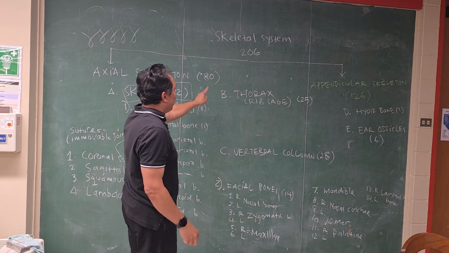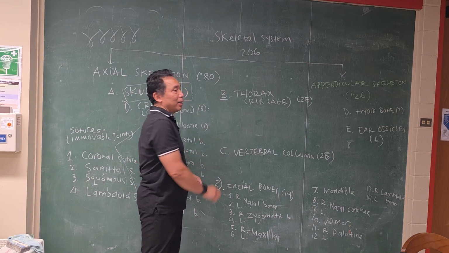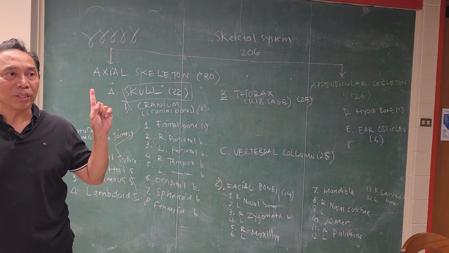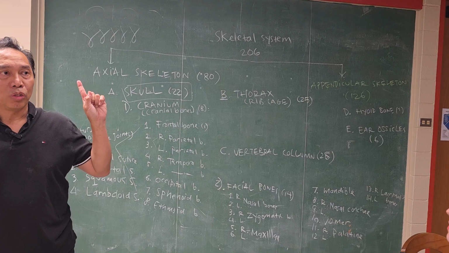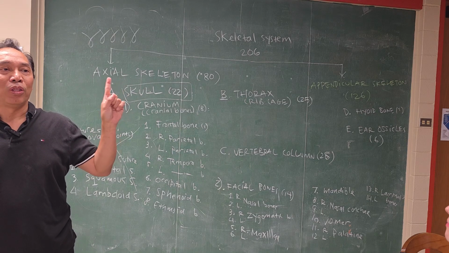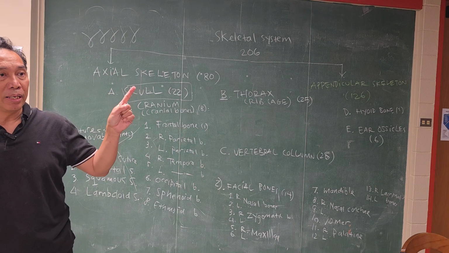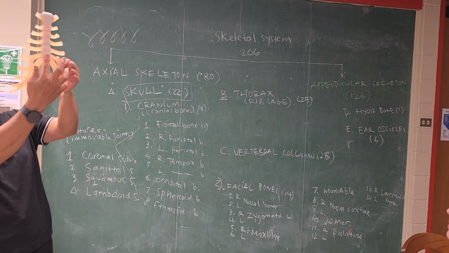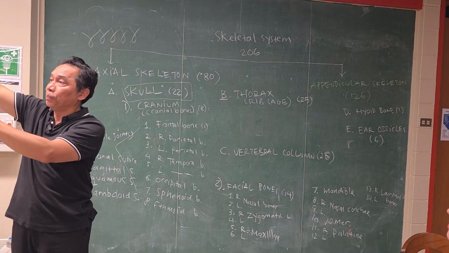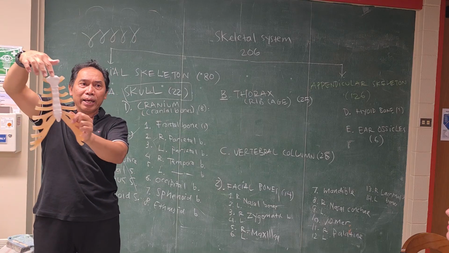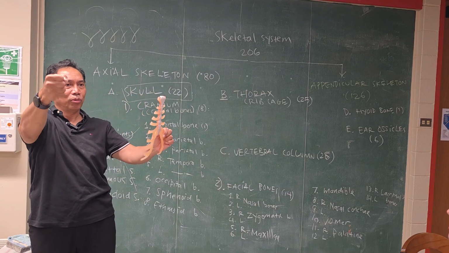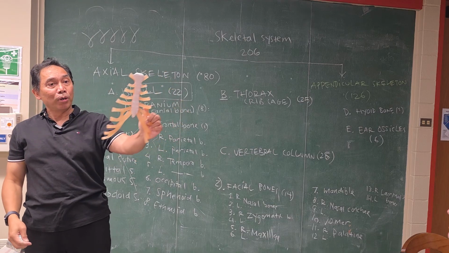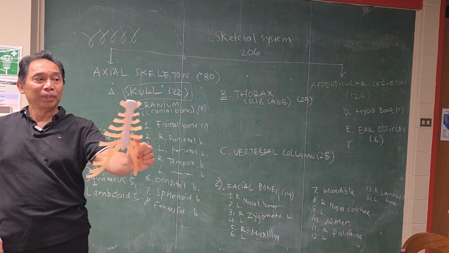Okay. Now, go to the second part, thorax or rib cage. How many bones total? 25. 24 ribs and 1 breastbone. This is 1 breastbone. It looks like a sword, or a small knife. So this breastbone has 3 parts.